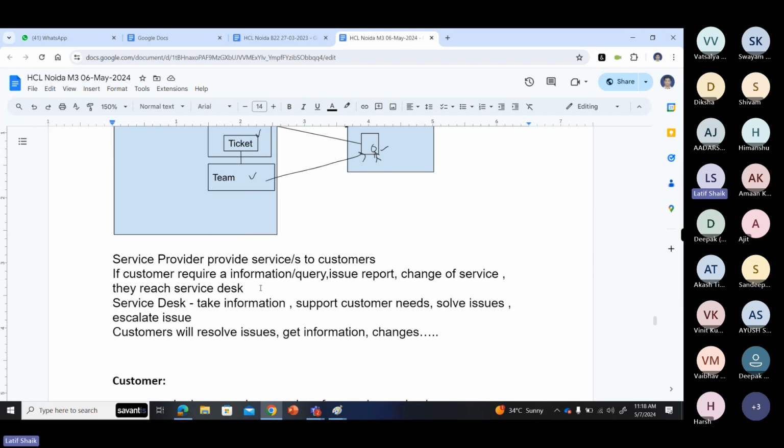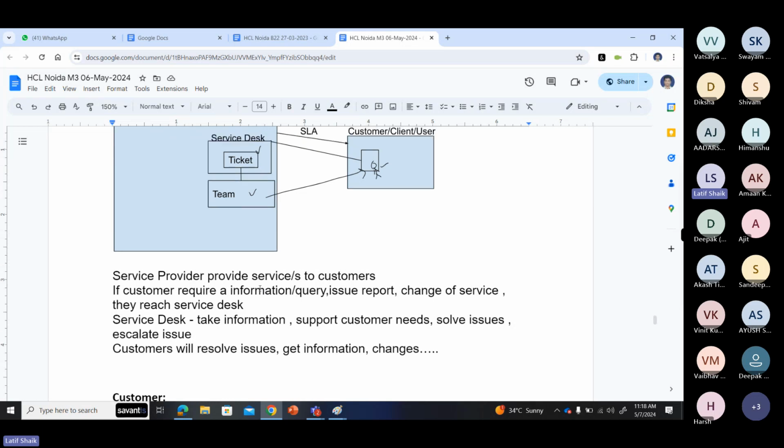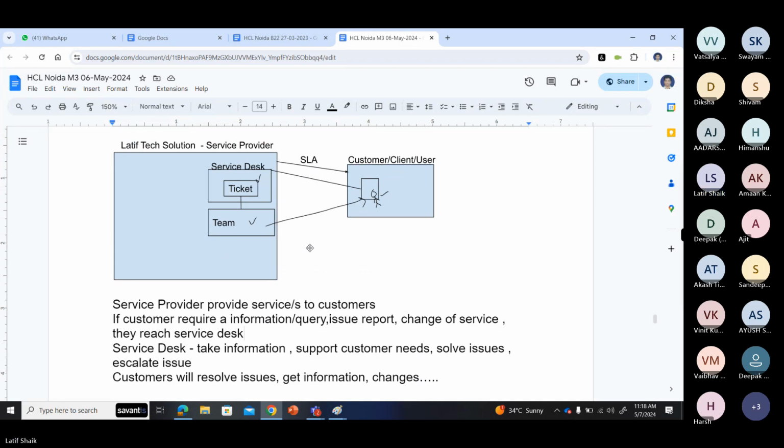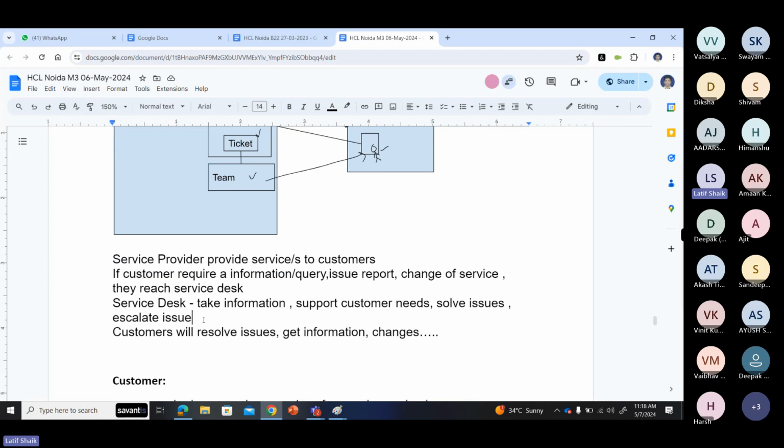Point number 2. What is point number 3? The service desk takes information and provides support based on the customer requirement or client requirement, resolving issues and escalating issues to the specific team related to that issue. Finally, the customer's issues will be resolved, or they will get information or changes, whatever the customer requires. If an issue occurs, the issue should be resolved. If he needs some information, he will get the information. If you want a change of services, you will get a change of services based on the agreement.